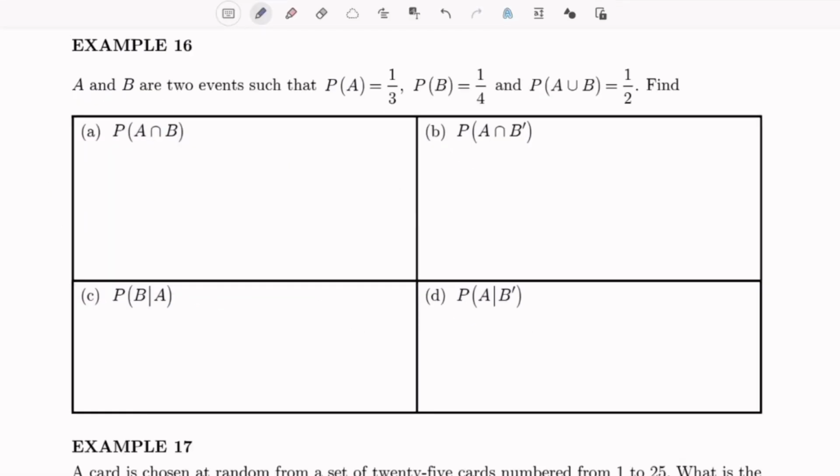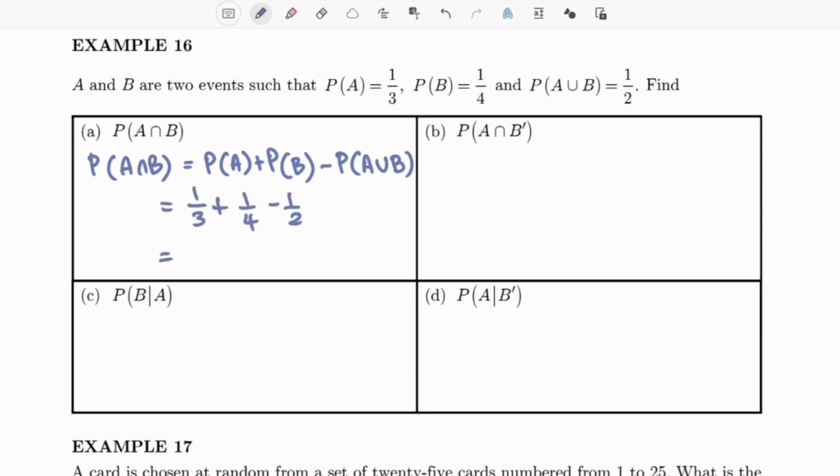Example 16. A and B are 2 events such that the probability of A equals 1/3, the probability of B equals 1/4, and the probability of A union B equals 1/2. A, find the probability of A intersect B. So let's just use the formula, and substitute the values, you get 1/12.